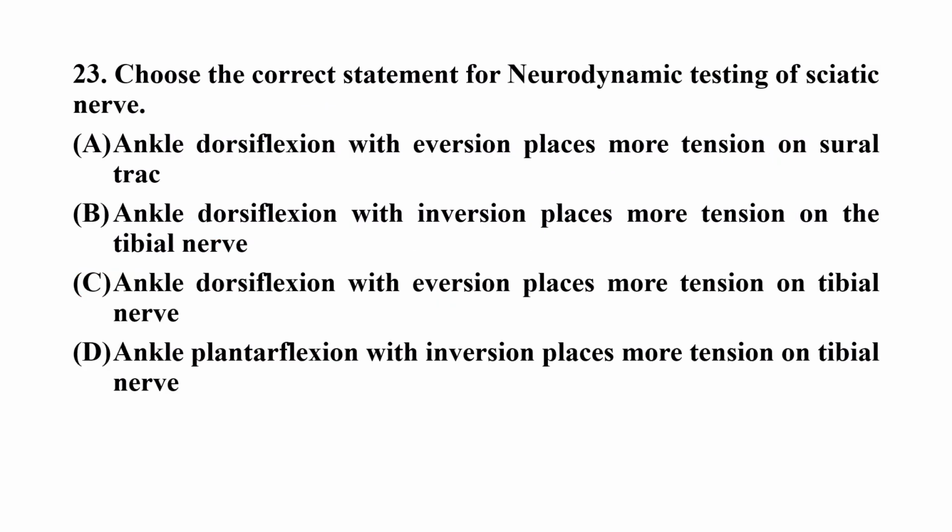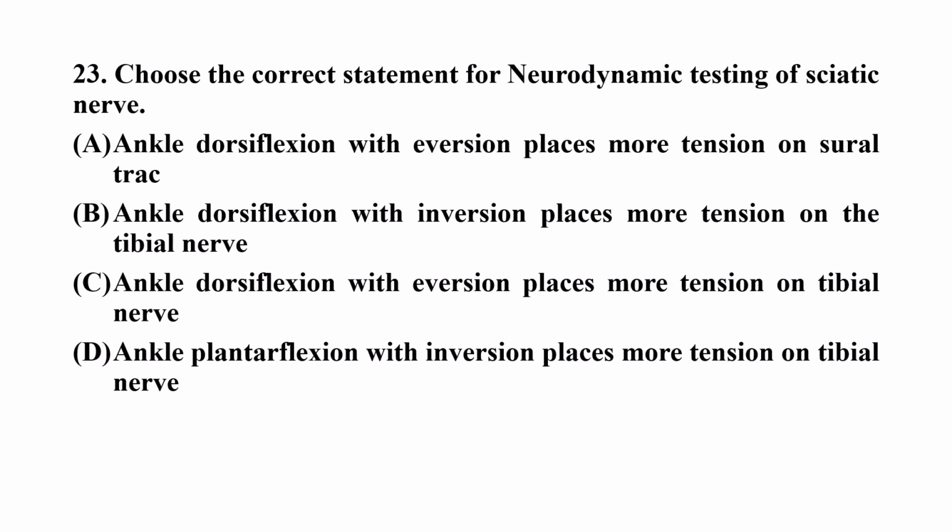Now 23rd, choose the correct statement for neurodynamic testing of sciatic nerve. Option A, ankle dorsiflexion with eversion places more tension on sural tract. Option B, ankle dorsiflexion with inversion places more tension on the tibial nerve. Option C, ankle dorsiflexion with eversion places more tension on tibial nerve. Option D, ankle plantar flexion with inversion places more tension on tibial nerve.